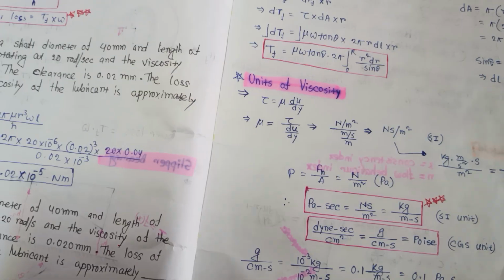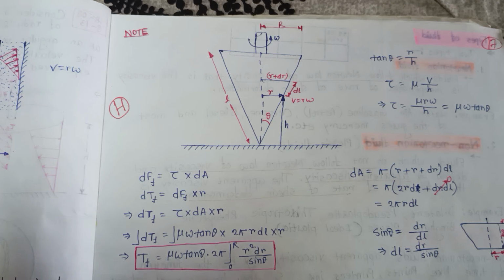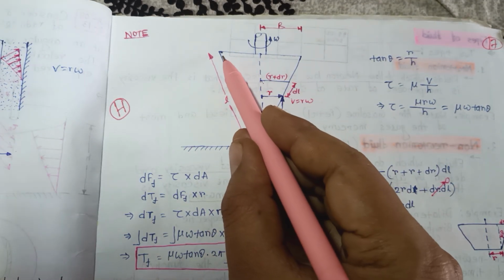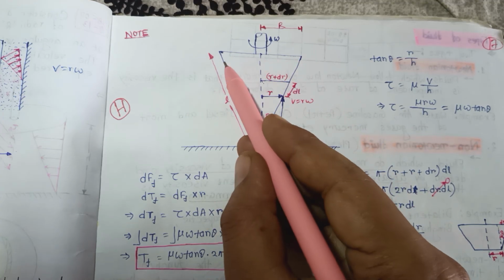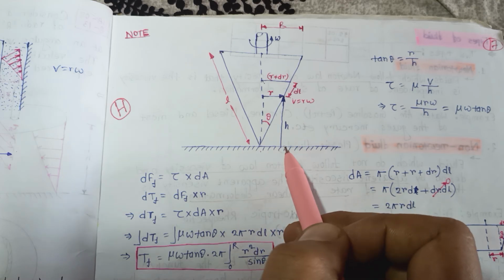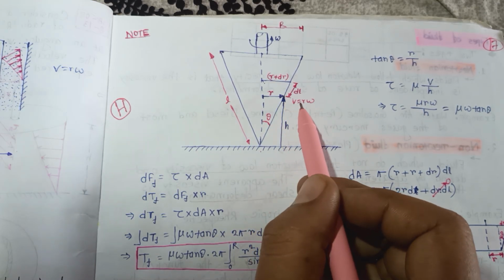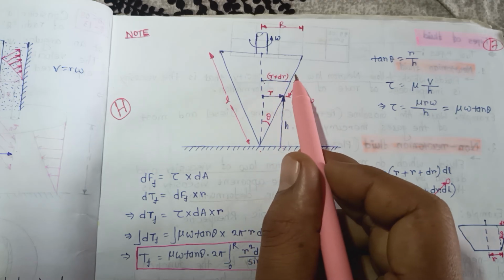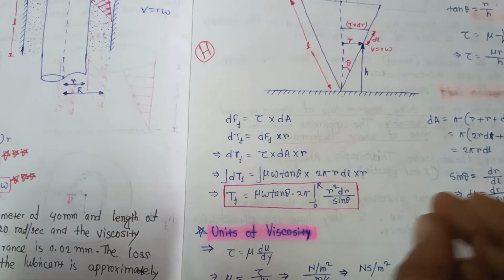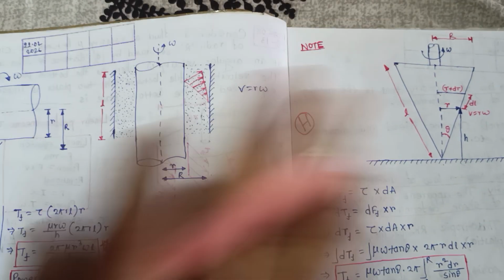Another one, try to understand this, it is also the same concept. Here the shape, the area is decreasing from this to this. Here the length is L and the angle is theta, and at location R the distance is H from here. So V is equal to R into omega, dl, R plus dr. For that case, how do we calculate the torque? It is the same as this, so try to understand that.